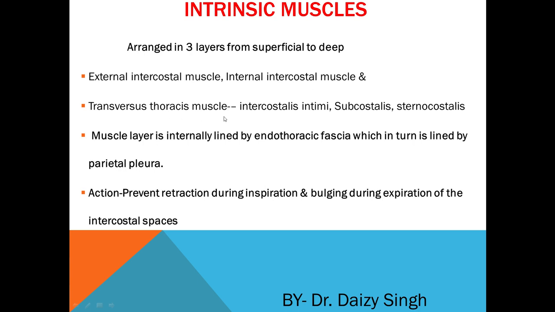The muscle layer internally is lined by the endothoracic fascia, which is in turn lined by the parietal pleura. The function of these muscles is to prevent retraction during inspiration and bulging during expiration of the intercostal spaces.